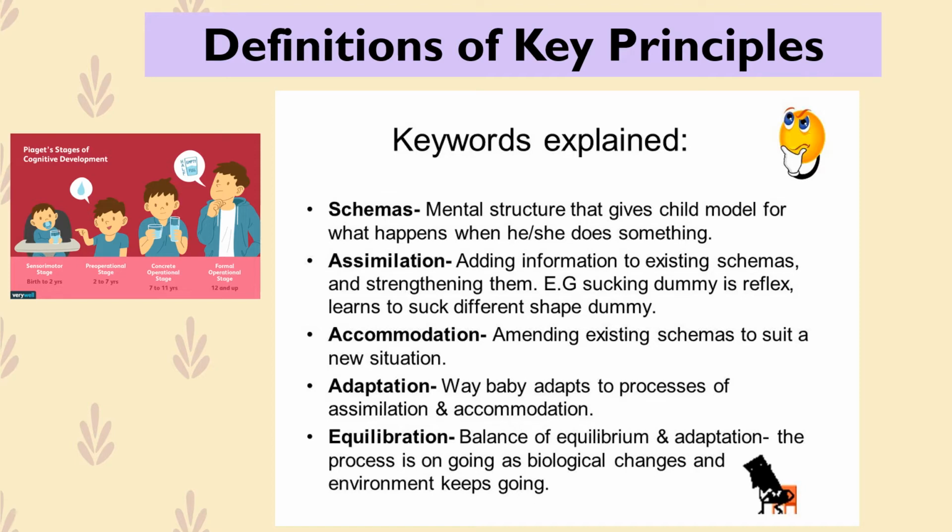The next key principle in Piaget's theory is accommodation. Accommodation is when we change an existing schema to suit a new situation. For example, if the child knows that it can't smash the glass against the high chair like it smashes its little soft toy, that becomes a way that the baby accommodates an existing schema. Basically, it's taking something you already know and putting it into a new situation. And adaptation is basically the way the baby adapts or adjusts to the process of assimilation and accommodation.